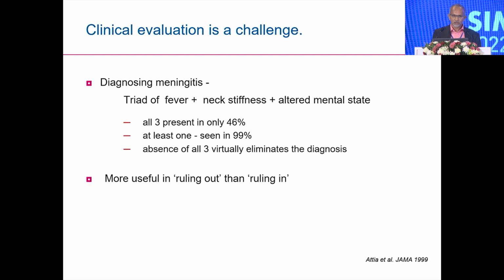People have studied this. What they have found is that the classical triad of fever, neck stiffness and altered mental state is seen in less than half of the patients with meningitis. But the important thing is that at least one of them will be there in almost everybody. And if none of the three is present, you can basically rule out meningitis. So the clinical features are much better at ruling out CNS infection than ruling in CNS infection.